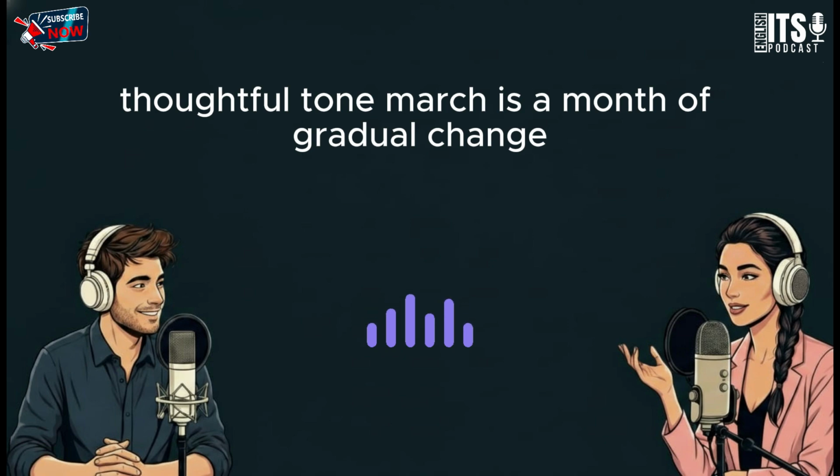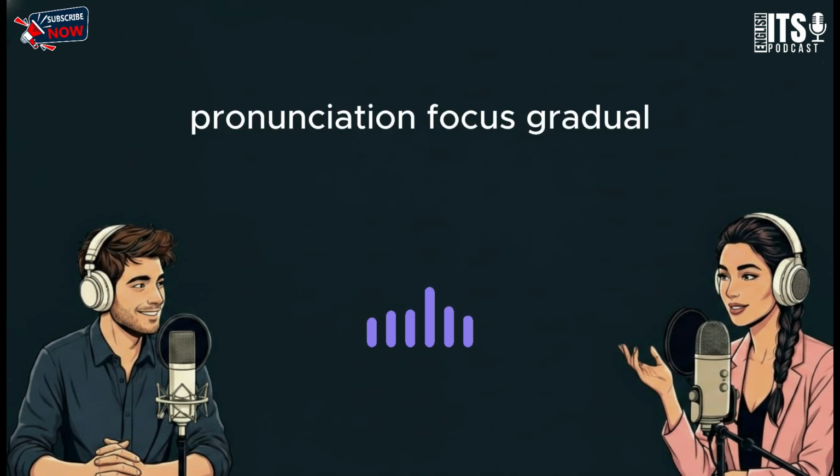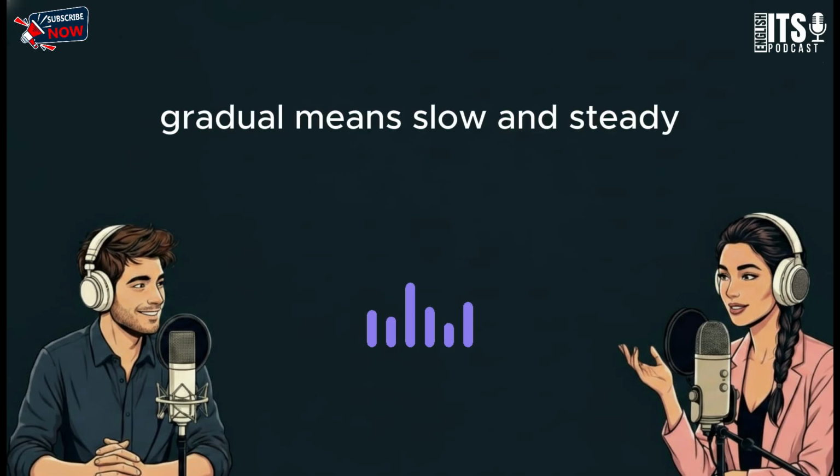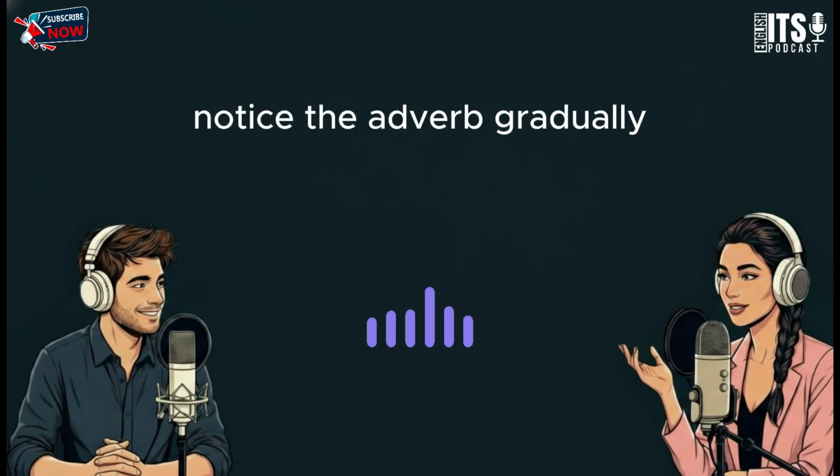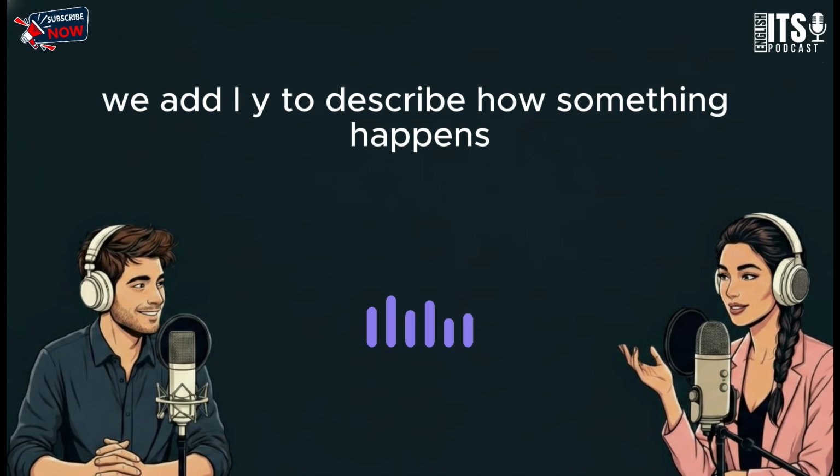March is a month of gradual change. Pronunciation focus: gradual. Gradual means slow and steady. The weather changes gradually in March. Notice the adverb, gradually. We add ly to describe how something happens.